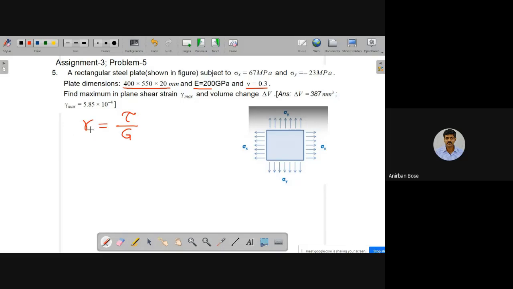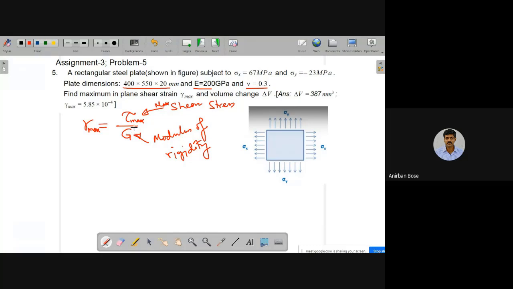So if you have to find the gamma max, then definitely you have to consider the tau max, because we are assuming that G is constant, where G is the modulus of rigidity or shear modulus. And this is shear stress, and here we are finding the maximum shear stress to find gamma max.